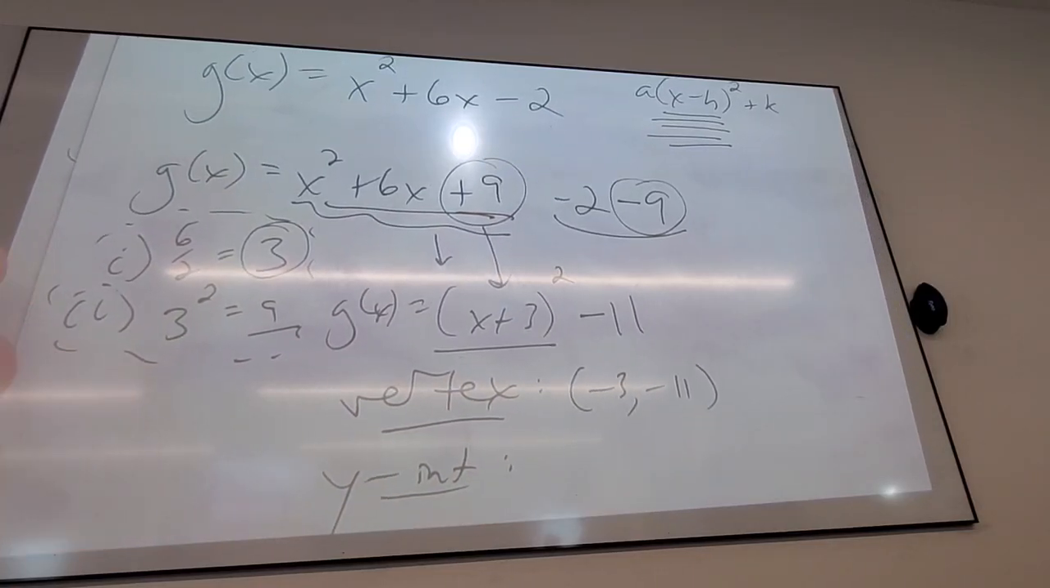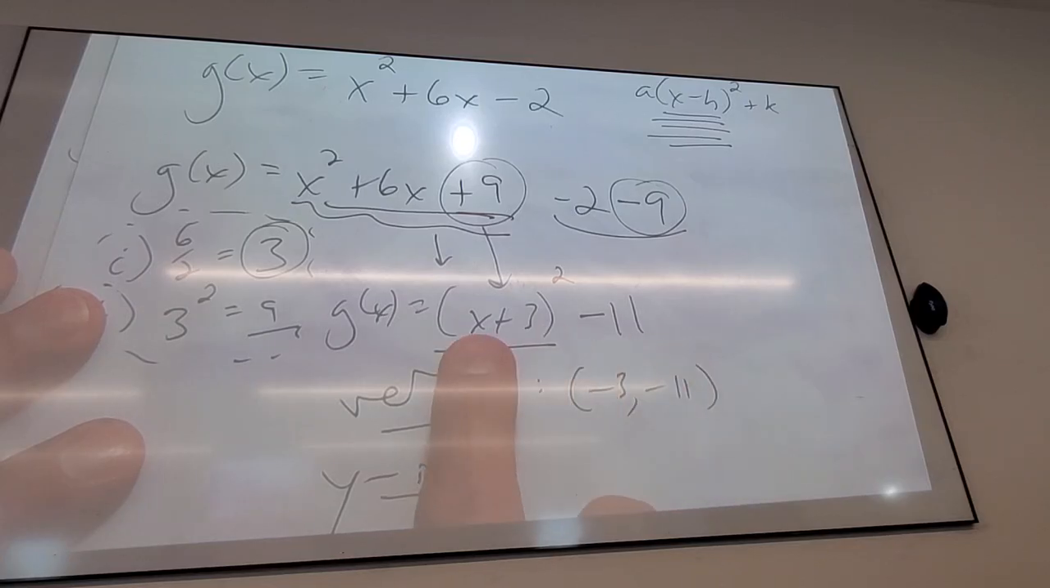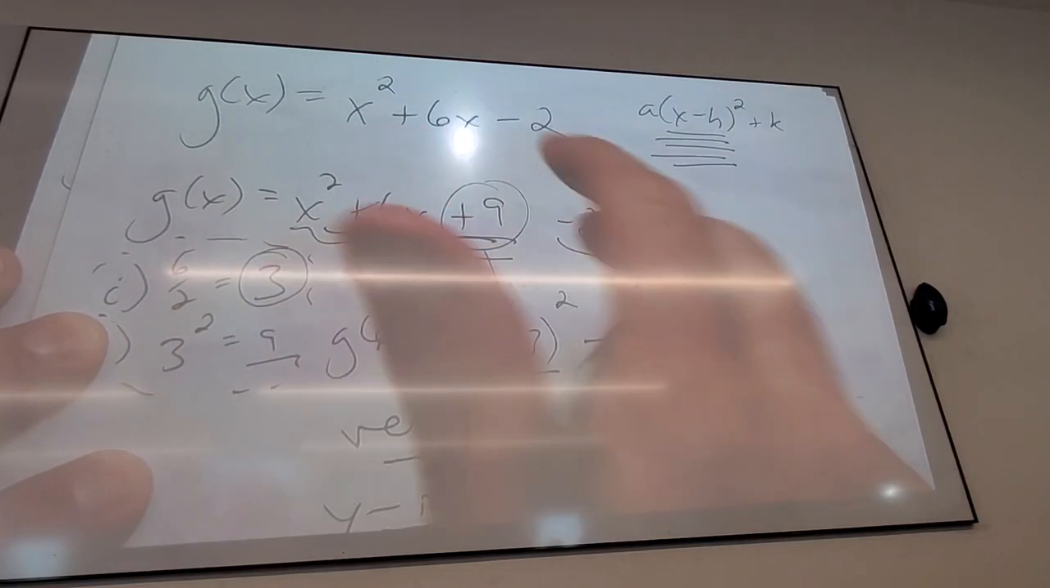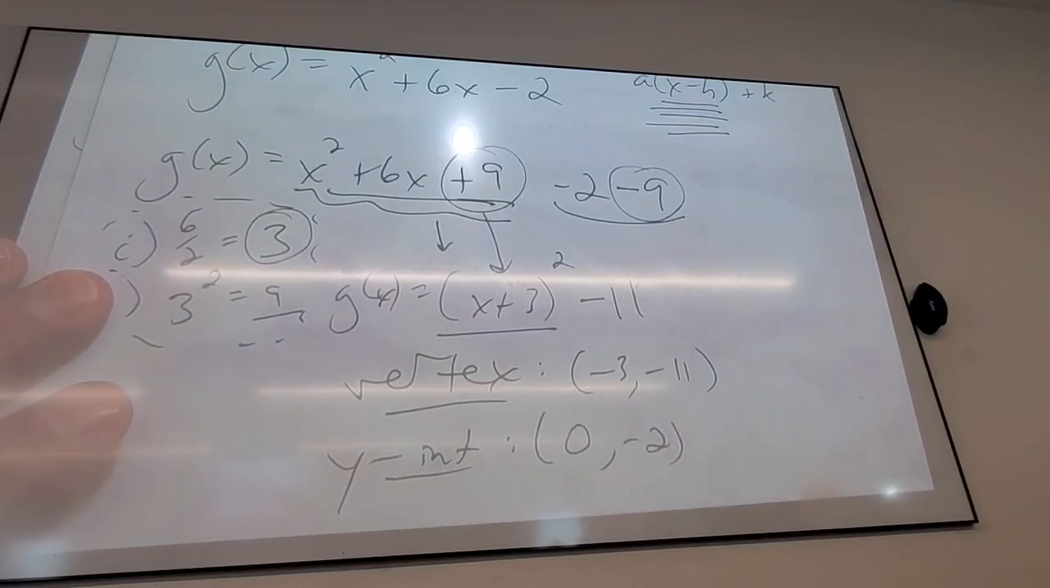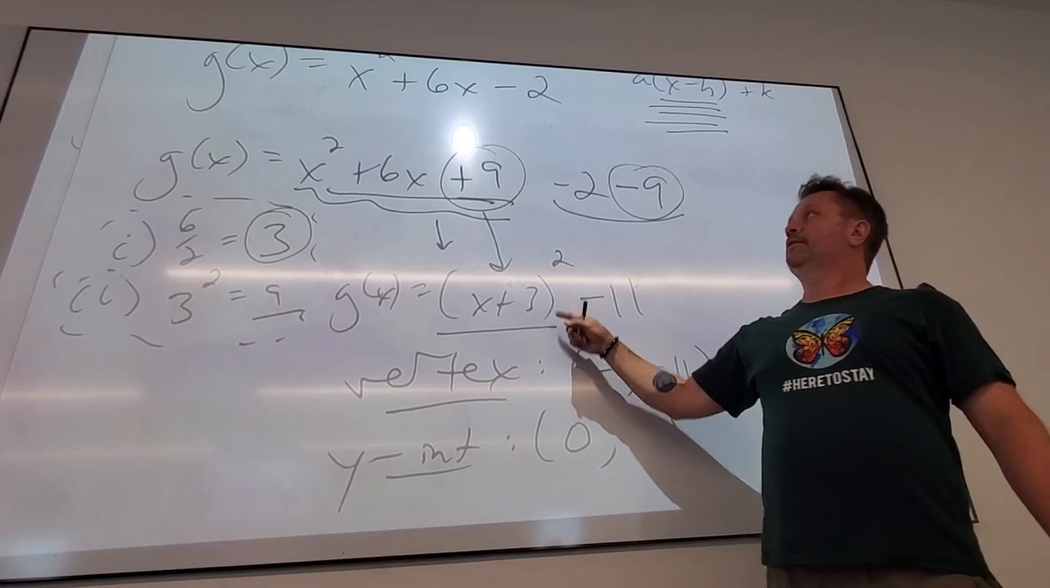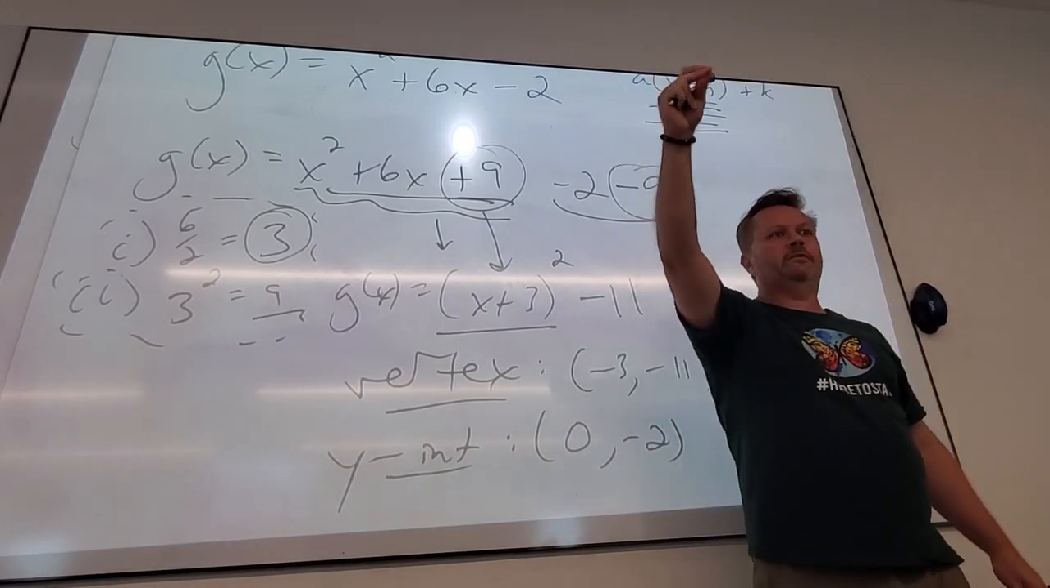You can't tell in this form easily. Because how do you find the y-intercept? You make x 0. If you make x 0 here, you have some work to do. But if you make x 0 here, it's negative 2. Let me stop for a minute, right? This form gives me the vertex easily. The original form gives me the y-intercept easily.